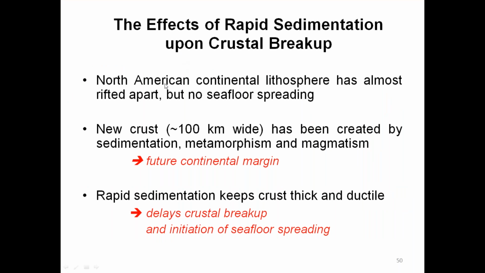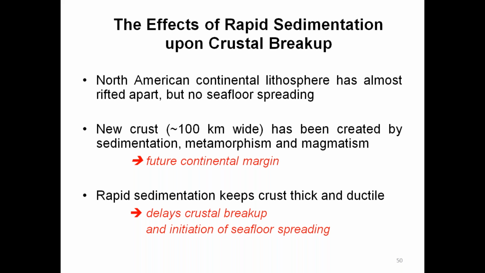In conclusion, North American continental lithosphere has almost rifted apart, but no seafloor spreading is observed. About 100 km wide new crust has been created by sedimentation from the top and magmatism from below, which will become future continental margin if the Salton rift succeeds in the future.